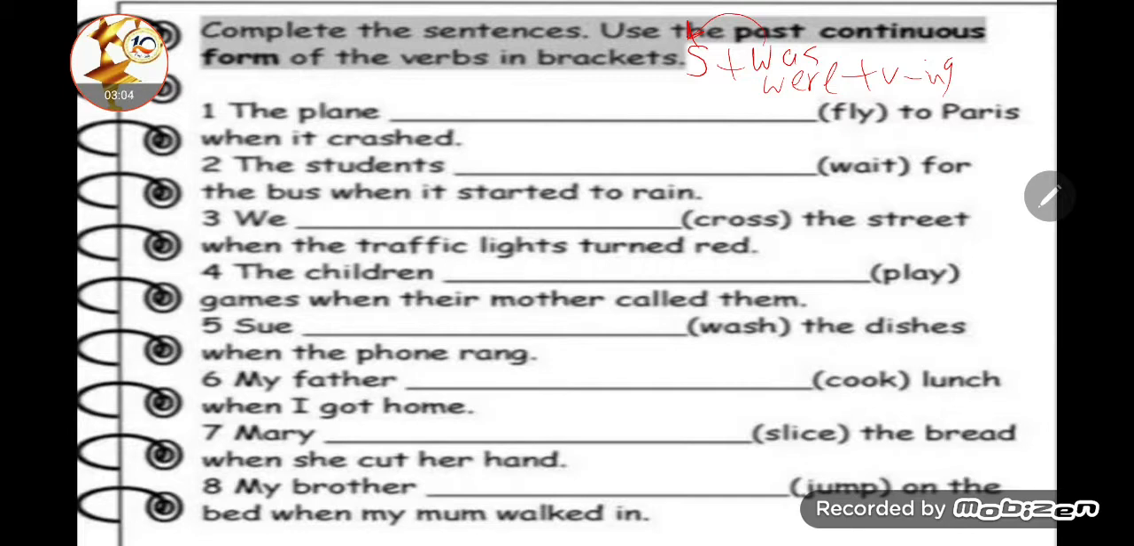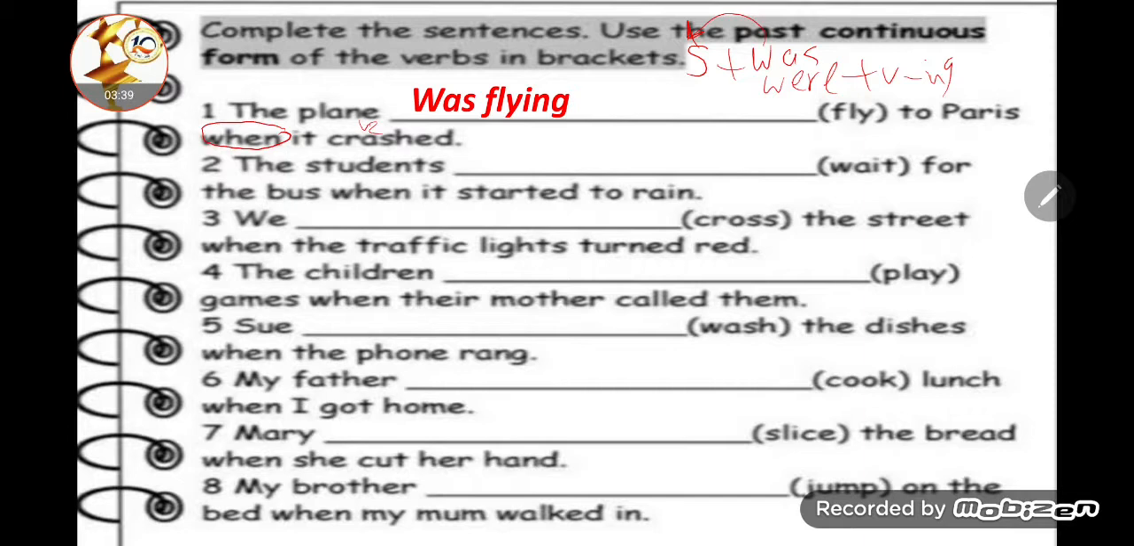Let's start with number 1. The plane fly to Paris when it crashed. إذا أنا هون عندي موجودة when وراها إجا عندي الverb to. So the plane fly to Paris when it crashed. عندنا هون crashed هي الverb to. إذا directly number 1 رح تكون the plane was flying to Paris when it crashed. خلينا نشوف my answer was correct or not. Yes, my answer is correct. So the plane was flying to Paris when it crashed.